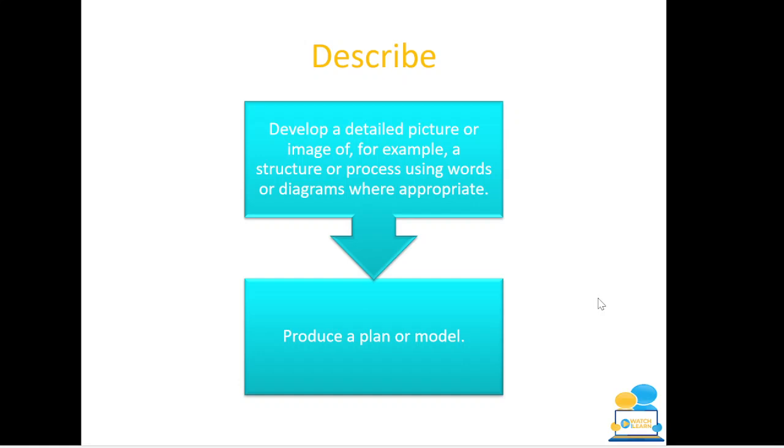So describe. What this means is develop a detailed picture or image, for example, a structure or process using words or diagrams where appropriate, okay? So you're producing a plan or model.